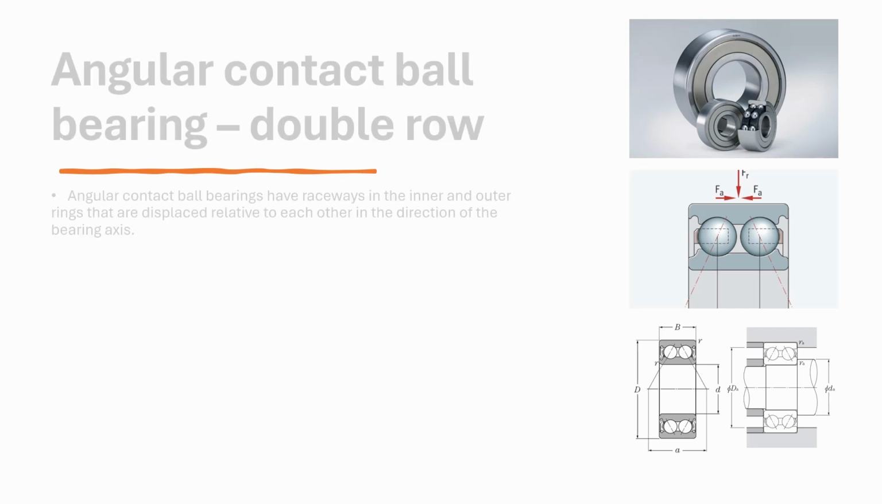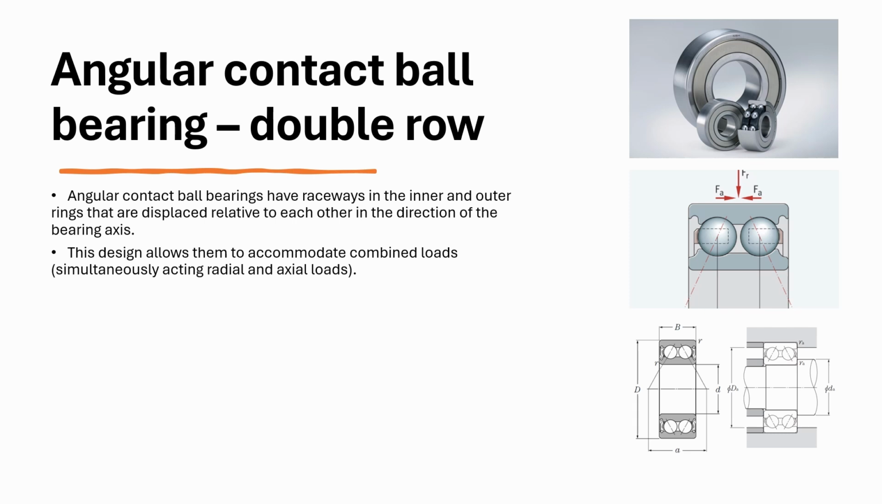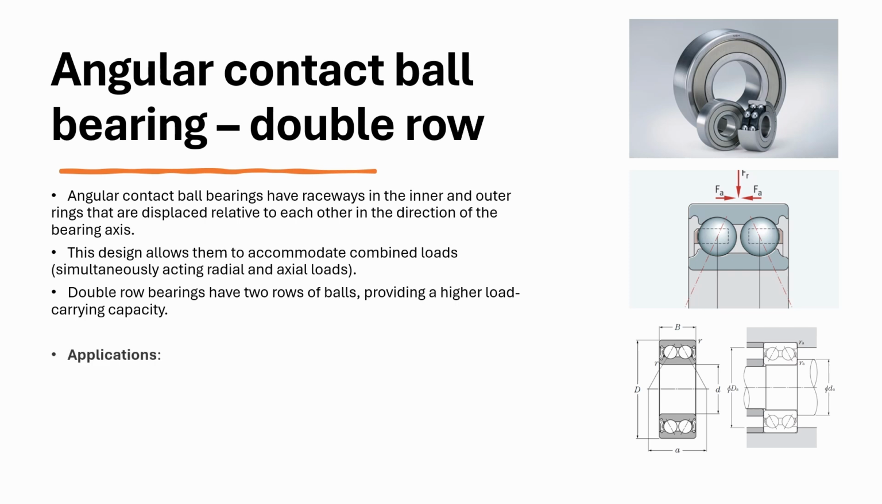Angular contact ball bearings have raceways in the inner and outer rings that are displaced relative to each other in the direction of the bearing axis. This design allows them to accommodate combined loads, simultaneously acting radial and axial loads. Double row bearings have 2 rows of balls, providing a higher load carrying capacity. Applications: machine tool spindles, high-speed precision machinery, pumps and compressors.